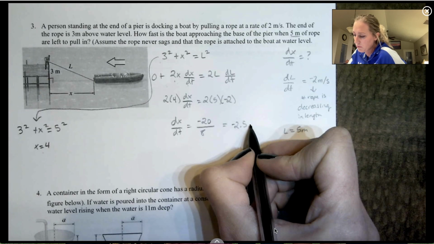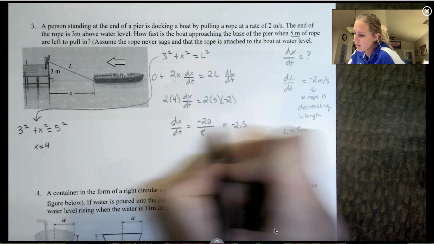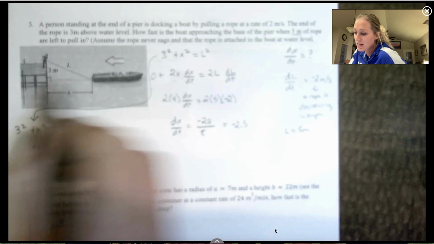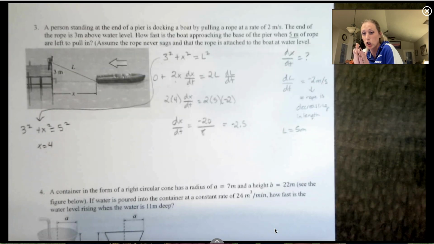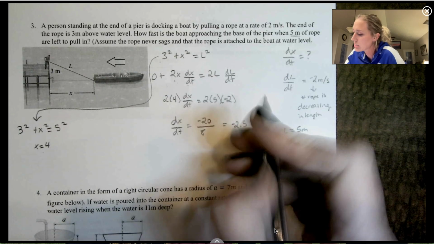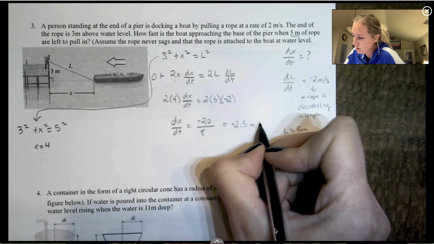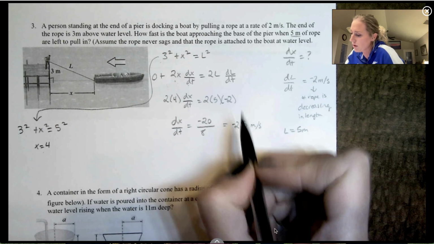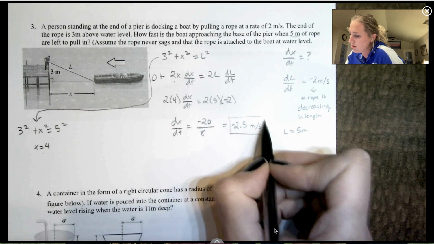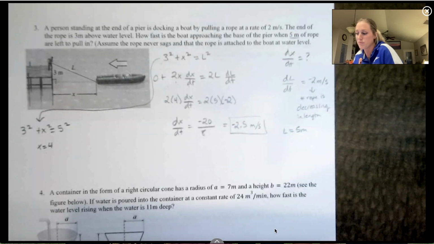And again, I need a rate. This is the rate at which the boat is approaching. It's negative because it's going closer and closer, so that distance is decreasing. This is in meters per second. So our rate, dx/dt, is -2.5 meters per second.